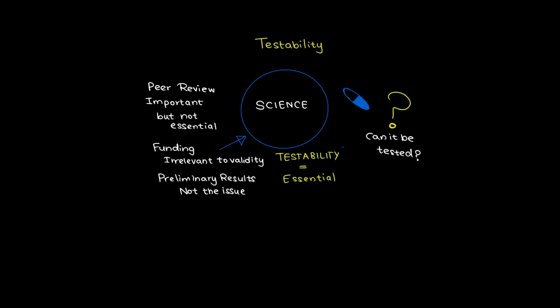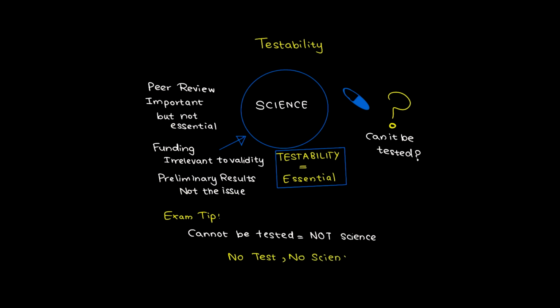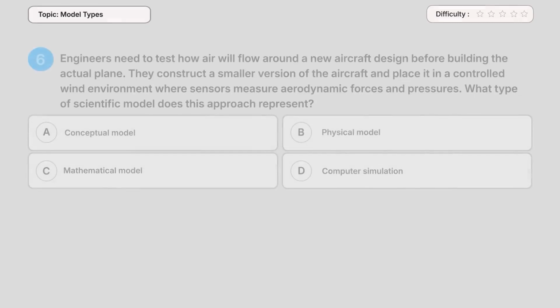Here's a WGU C165 OA exam tip for you. When a question mentions something that cannot be tested or cannot be measured, testability is your answer. This is a core requirement of the scientific method. Quick recall hook: no test, no science. If you can't test it, it's not scientific.